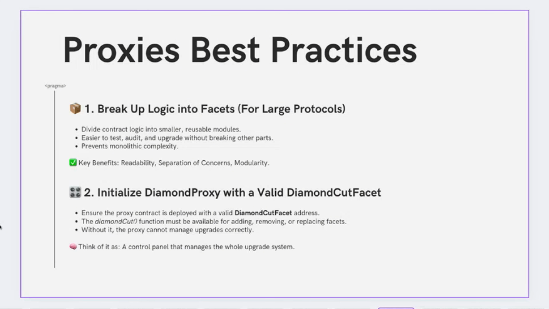In case of the diamond proxy pattern, always initialize your diamond proxy with a valid diamond cut facet, because as we saw, that's the key part upon deployment. If it's done incorrectly, then you risk on having basically a diamond proxy unusable or with malfunctioning business logic.